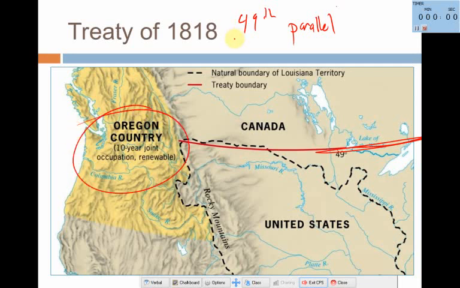So America and Great Britain would jointly occupy the Oregon country. They were going to share all the resources of the Oregon country. So again, Treaty of 1818: the 49th parallel, and they are going to jointly occupy the Oregon country. Cool? Okay.